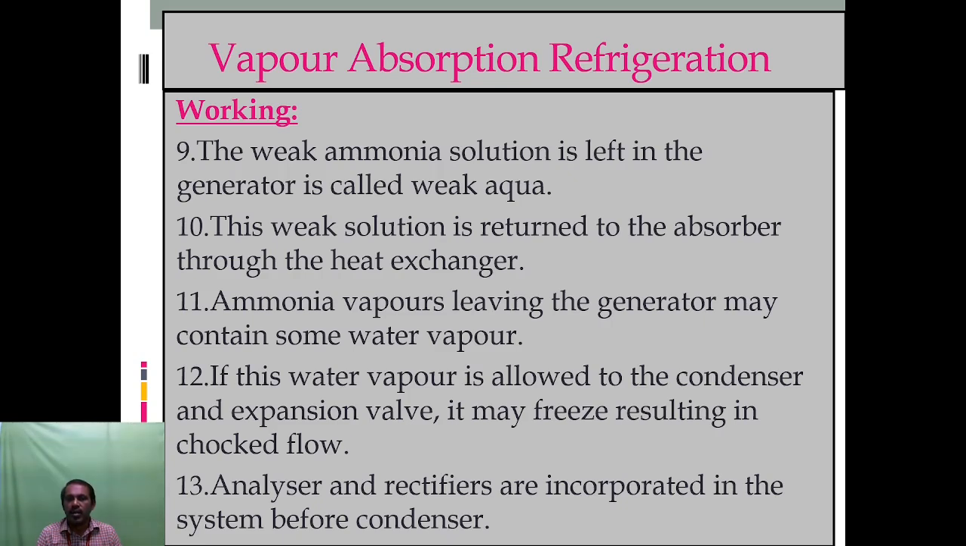The ammonia vapor leaving the generator may contain some water vapor. This water vapor may condense, and the expansion valve may freeze, resulting in choking. Finally, the analyzer and rectifier remove the water vapor in the system before the condenser.